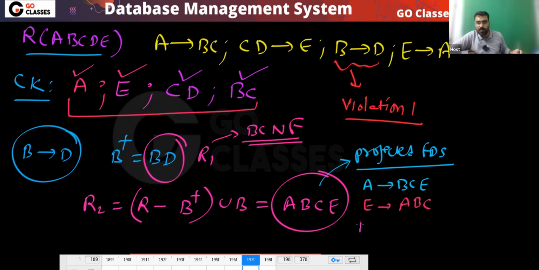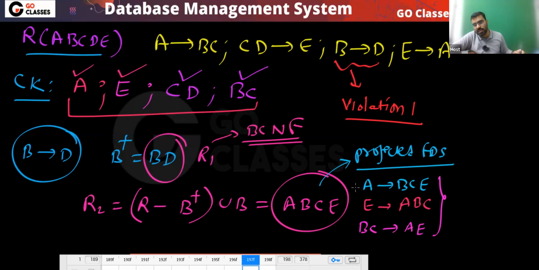And what can BC determine? Find BC plus here. So that will give you BCDE. So you can notice if you find BC plus, that can determine AE.